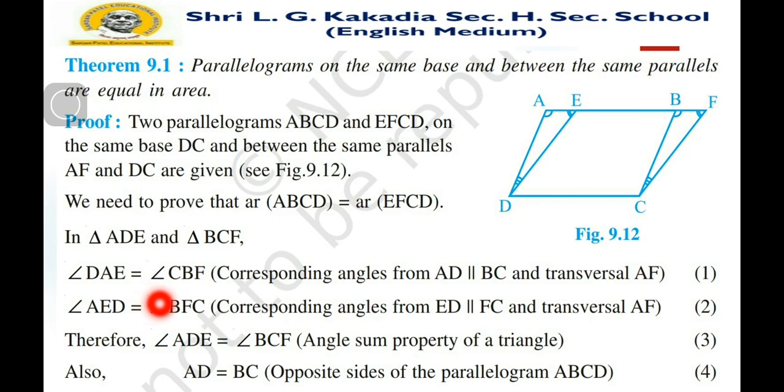Therefore, angle ADE is equal to angle BCF because these two triangles are corresponding, and AE and BF are equal. Then we can say that angle D and angle C are equal, by the angle sum property of triangle. As well as we can say that AD is equal to BC, opposite sides of parallelogram ABCD.